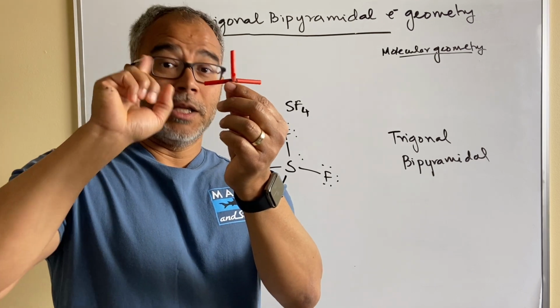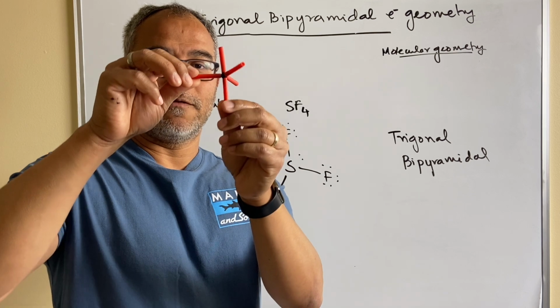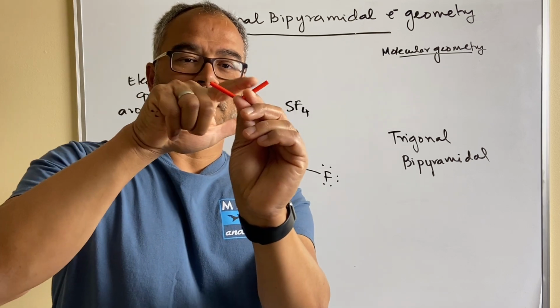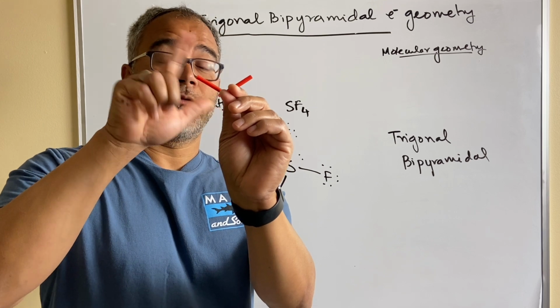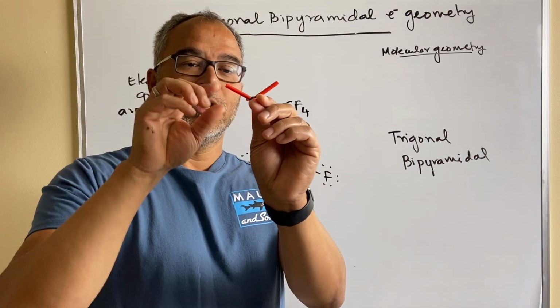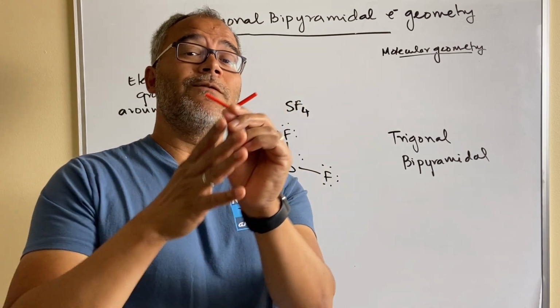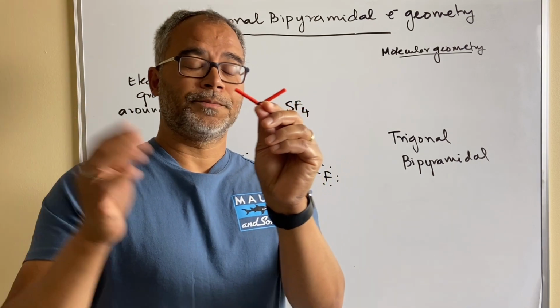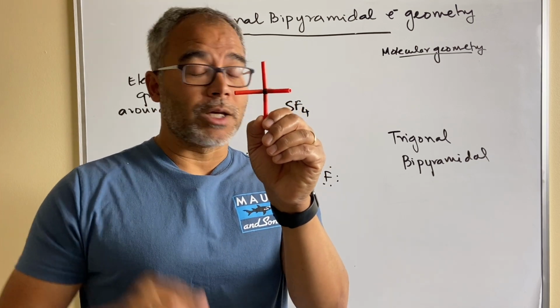Now, the equatorial bonds are actually 120 degrees to each other. So if I just flip this over, notice how that's 120 degrees. So that's greater than 90, that's 120 degrees to each other. And here is where we have to make a decision. Well, when the bonds are 120 degrees to each other, they're actually further away from each other. When they're 90 degrees to each other, they're closer to each other.